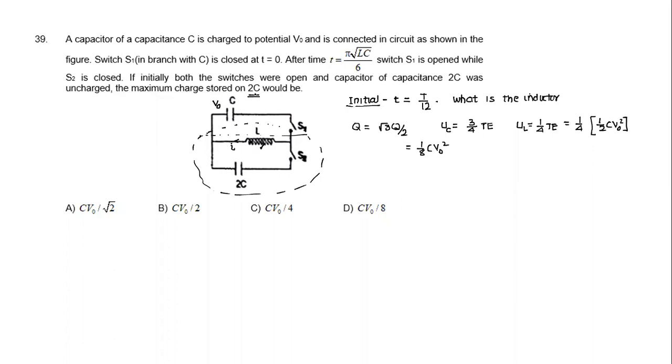When would the charge on 2C be maximum? That's what we need to find. For the lower circuit, I need to find Q max. When is charge maximum? When total energy is stored in the capacitor. That's when the charge is maximum.